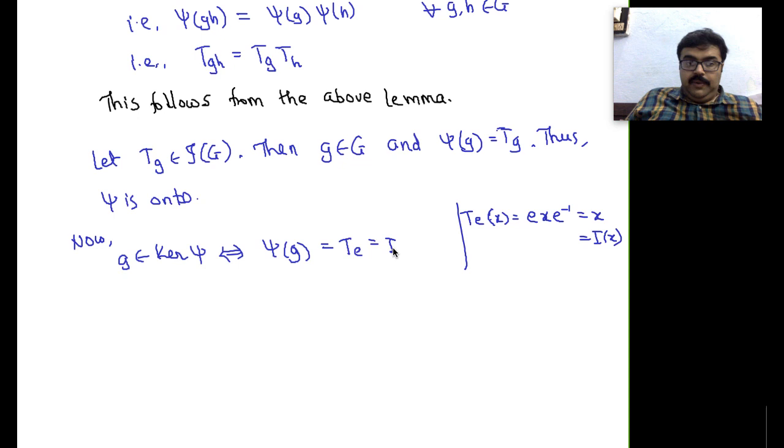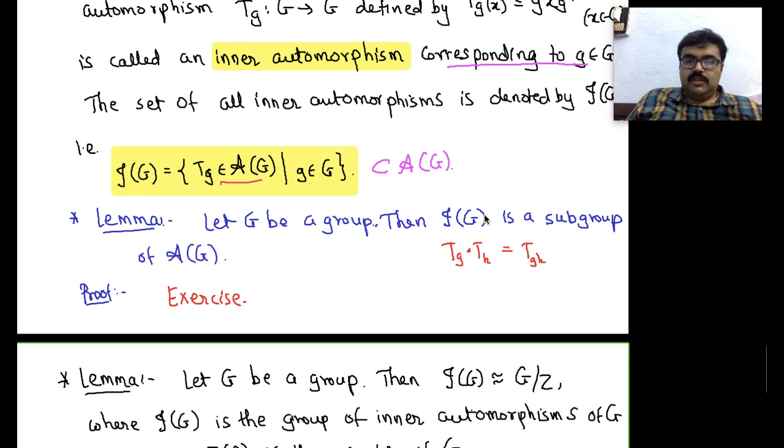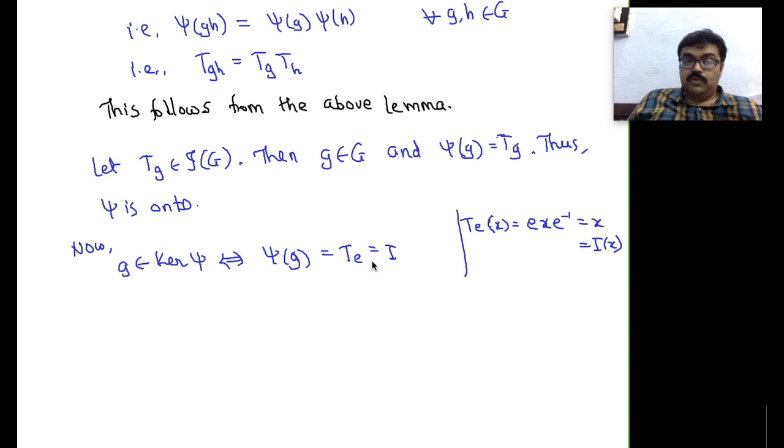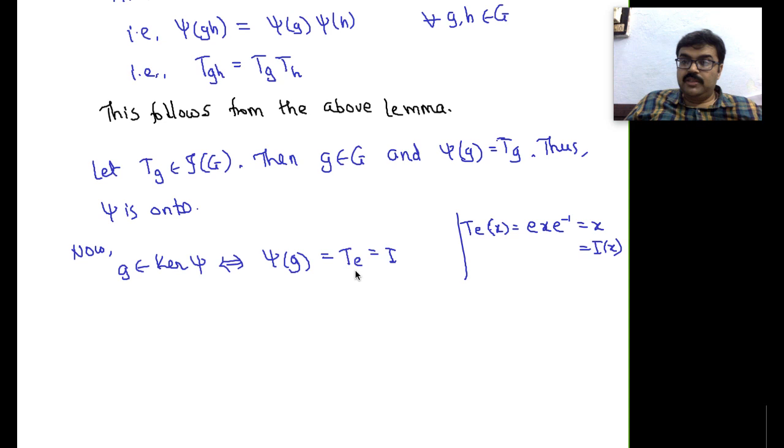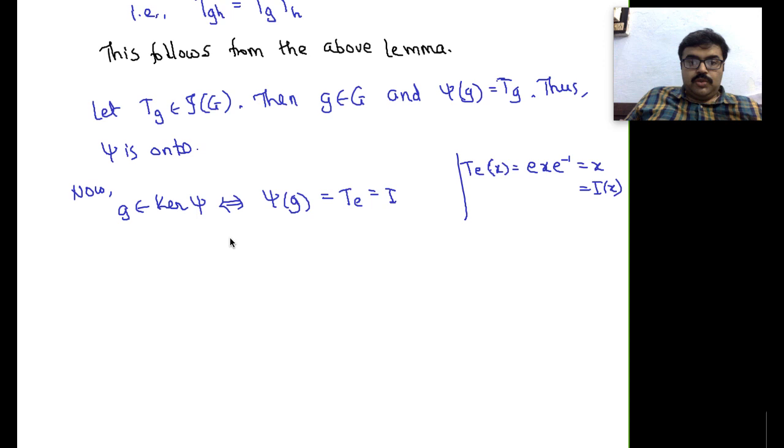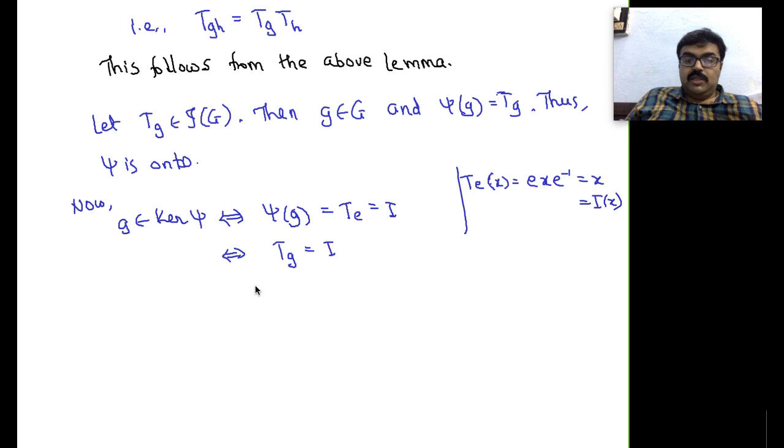One thing is also proved here: this set is a non-empty set, because Te is the identity automorphism. So this is an automorphism, and it is inner. So the identity can also be represented as an inner automorphism corresponding to e. So psi of g equals I. What is psi of g? Psi of g is Tg. This is the definition of psi we have taken. So Tg equals I. That means these two functions are the same, so for all elements they are the same. So Tg of x equals I of x for all x in G.